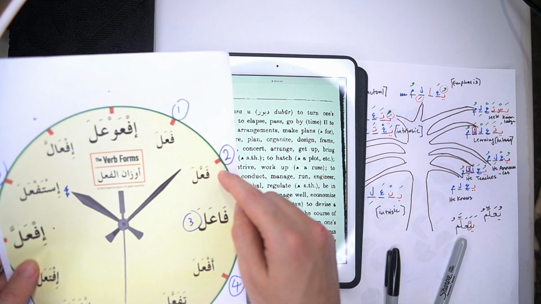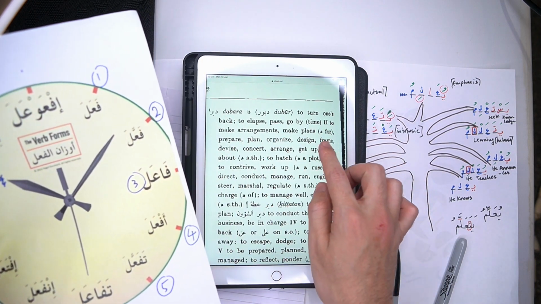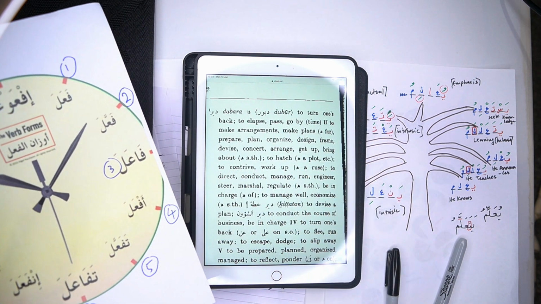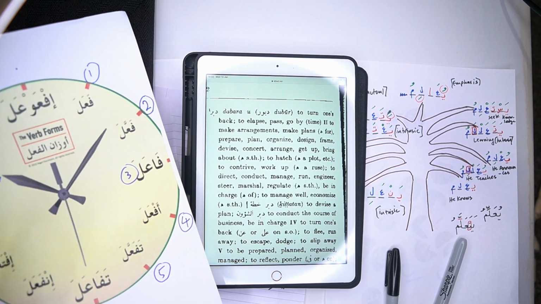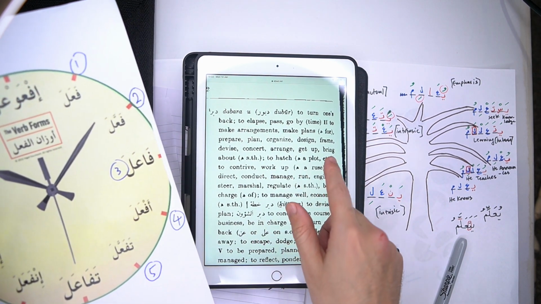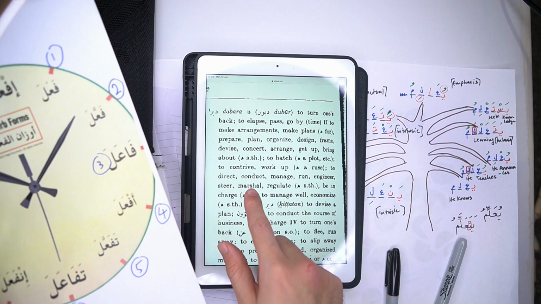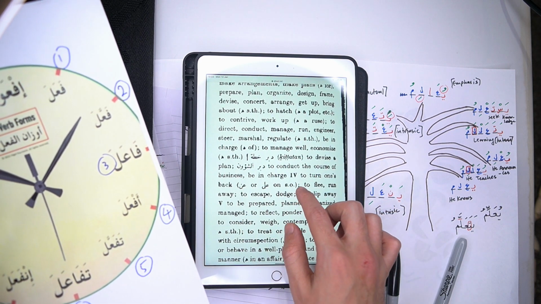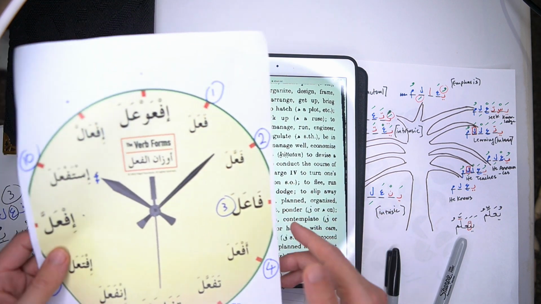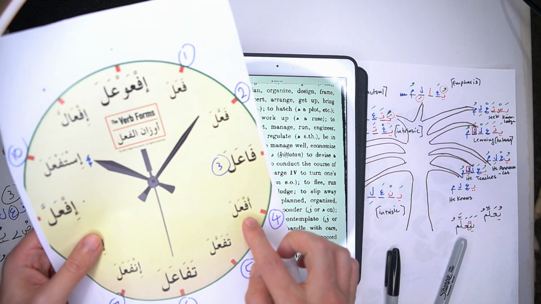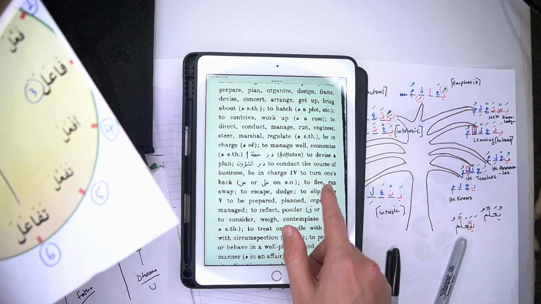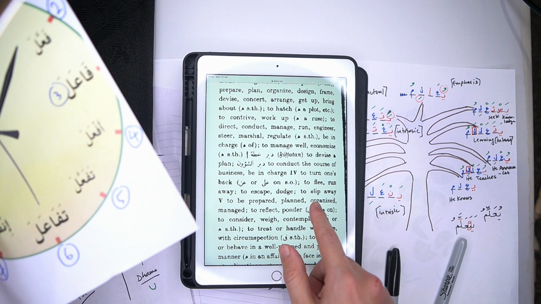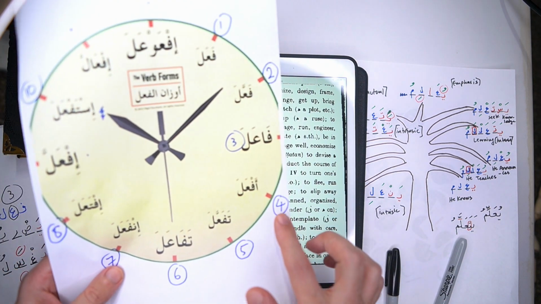Pattern number 2, which is this one, to make arrangements, make plans, prepare, plan, organize, design, frame. And it all depends upon the sentence as well, guys. You have to remember that. It's all dependent upon what sentence you're using. To hatch, to direct, conduct, etc. If you go down, to devise a plan, dabara. Number 4, V means 4. So 4 is this one, af'ala. Adabara, yudbiru, to turn one's back again. To flee, to run away, to escape, dodge, to slip away. This is if it follows pattern number 4.